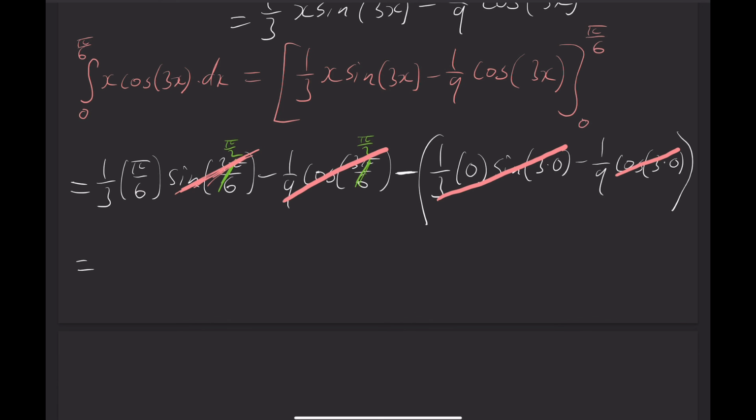So now I can start cleaning up even further. So I get this to be pi on 18. That comes from there. And then minus 1 on 9, which comes from here. Minus 1 on 9? No. Plus 1 on 9. Negative times a negative is a positive.